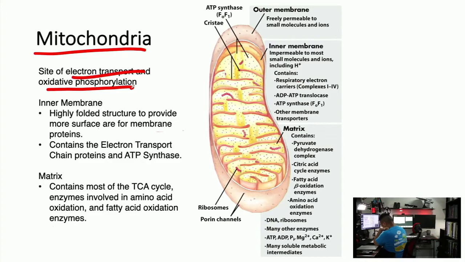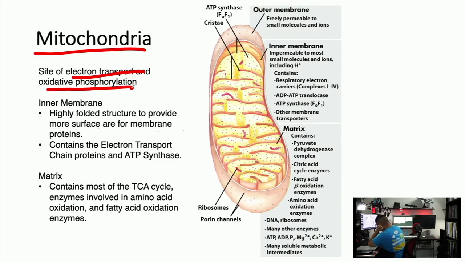Let's just take a look at the organelle itself and where things are, so you can orient yourself, because the position of these enzymes and these protein complexes is very important when it comes to the electron transport chain itself. And also the citric acid cycle.